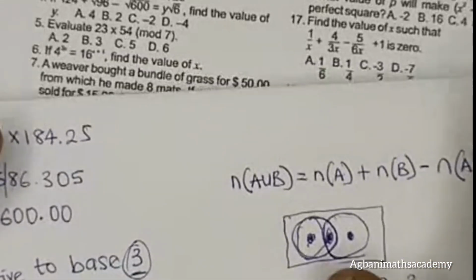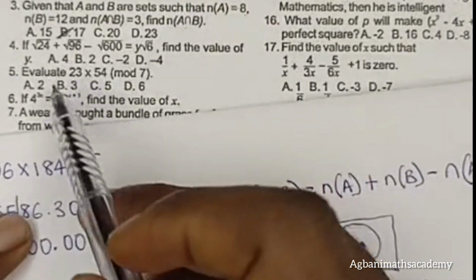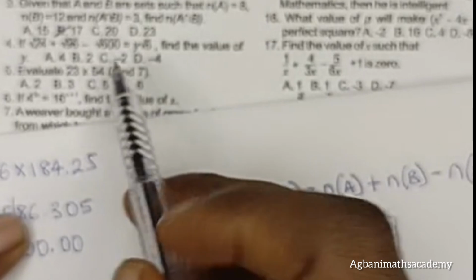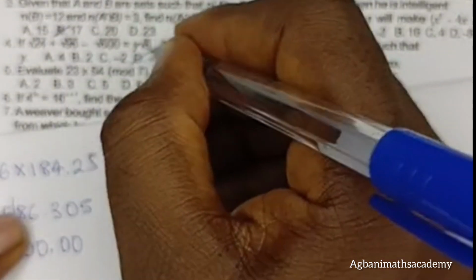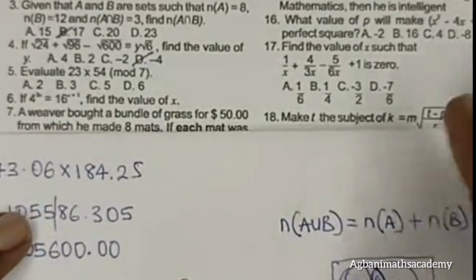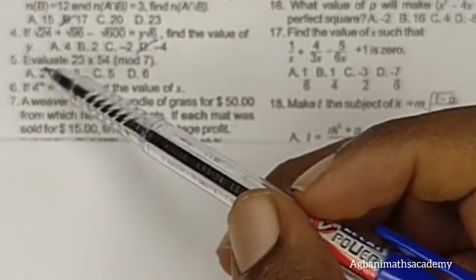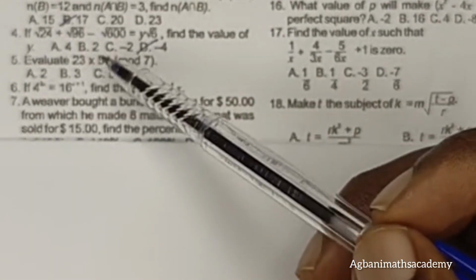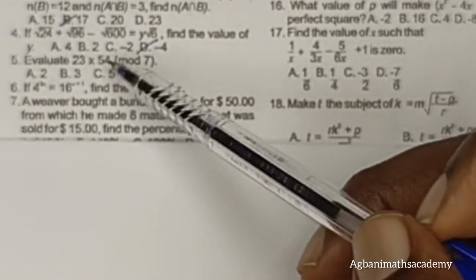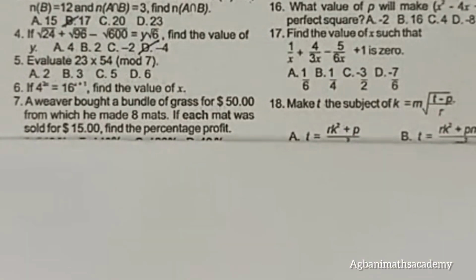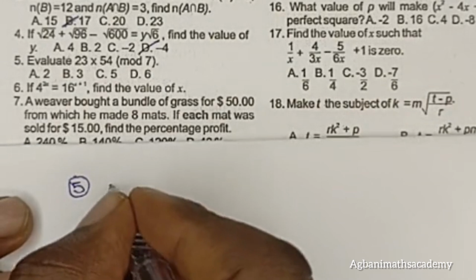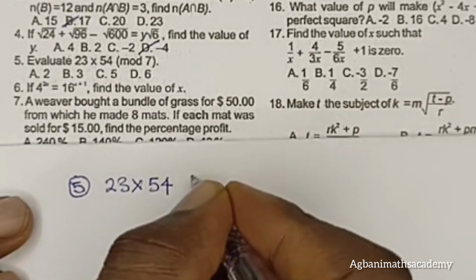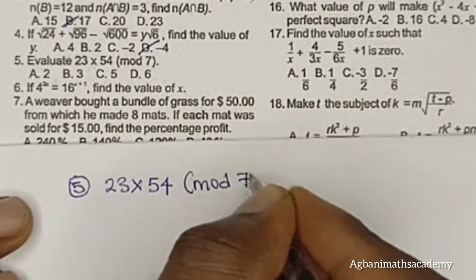So let's confirm if we have the correct answer. So here we have 4, 2, minus 2, and minus 4. So minus 4 is the answer. Okay. So number 5 involves modular arithmetic. So evaluate 23 times 54 mod 7.